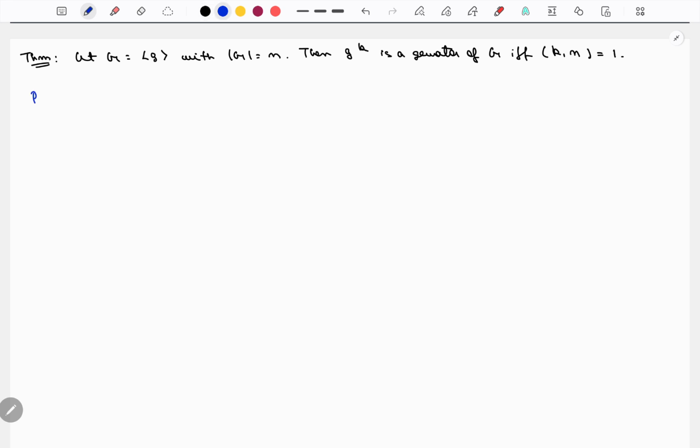I'm not going to go through a detailed proof of it. You can find the proof in any standard textbook. For example, you can find the proof in Herstein, or in Gallian. I'll recommend Gallian at this point, Joseph Gallian, probably the author name. But I'm just giving a hint towards the proof.